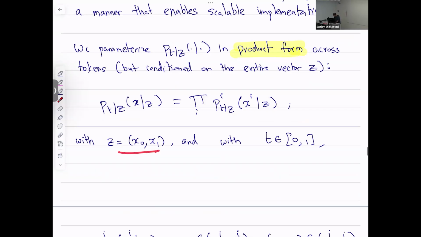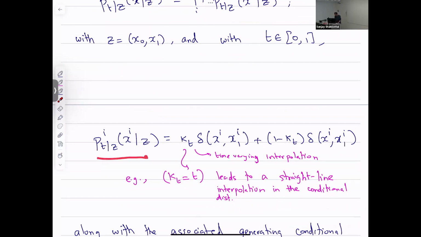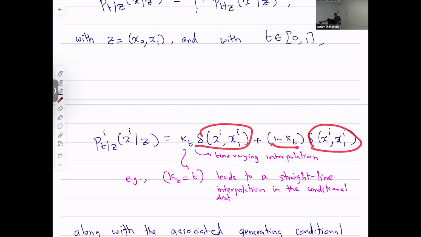So again, Z is x0, x1. We'll further parameterize PT using a straight line path or a time interpolation. We will say that PT, given Z, remember, is x0, x1, the two endpoints. We're going to put a delta function at each endpoint and simply interpolate between those two. If kt equal to t, then there's just a straight line interpolation in probability space. Because time is between 0 and 1, there's a convex mixture. But kt could be any other thing, could do nonlinear warping or whatever. So you're just finding a path to move from these two delta functions, essentially, from this sample to this. That is the conditional density evolution. So this is the easy thing we can work with.